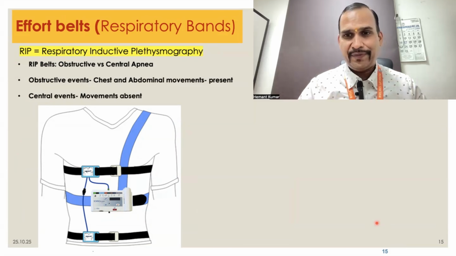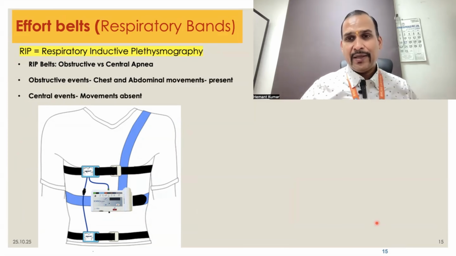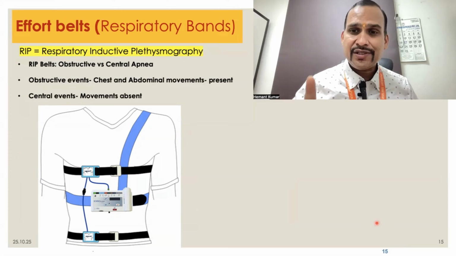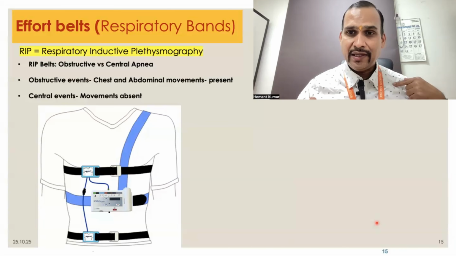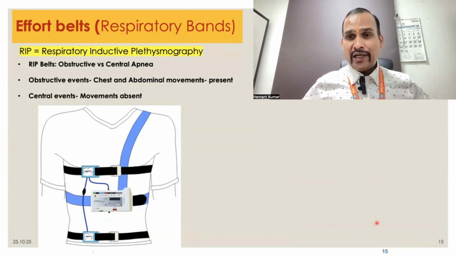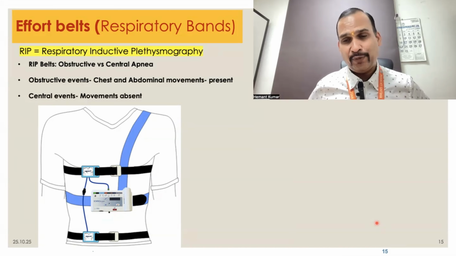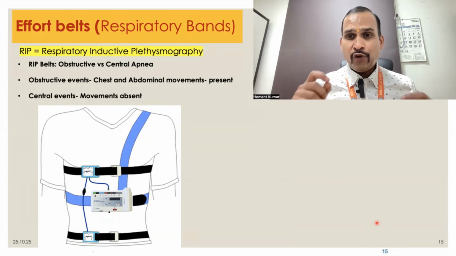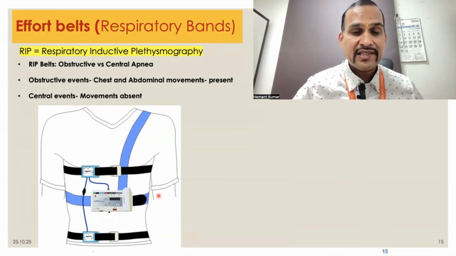If there is apnea along with absence of chest movement or abdominal movement, then that is central apnea. Because whenever there is obstruction while taking air, meaning apnea or hypopnea, the chest movement or abdominal muscles should work. There should be movement in chest and abdomen. So for detection of chest movement and abdominal movement, we need a chest belt.